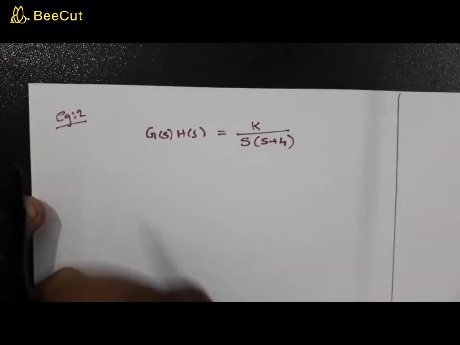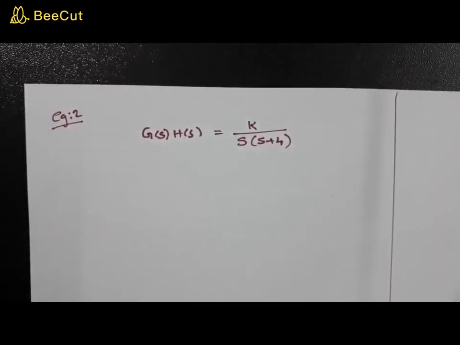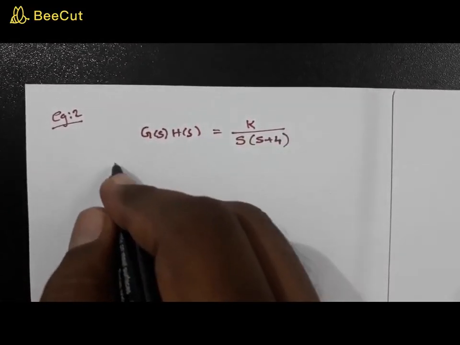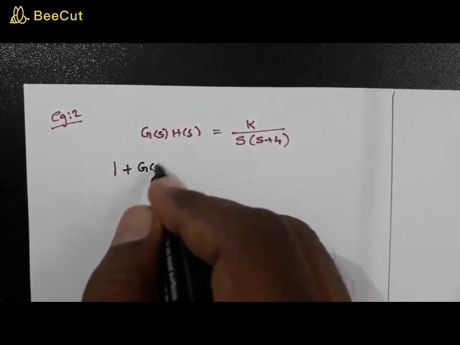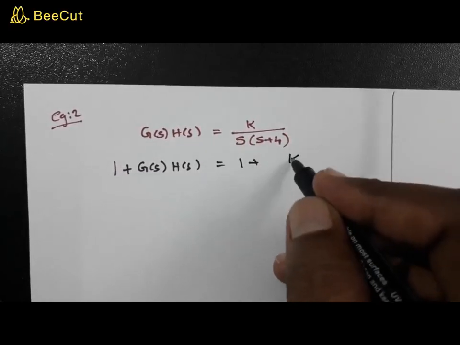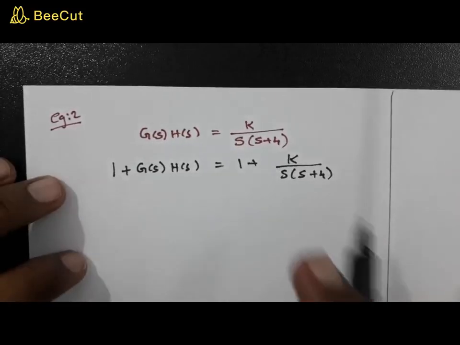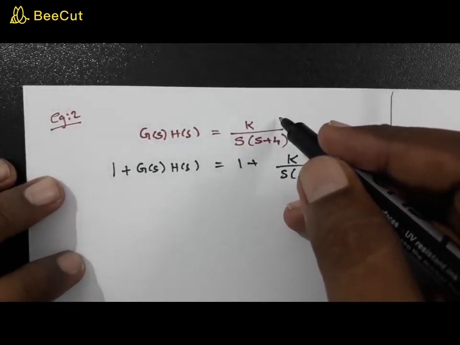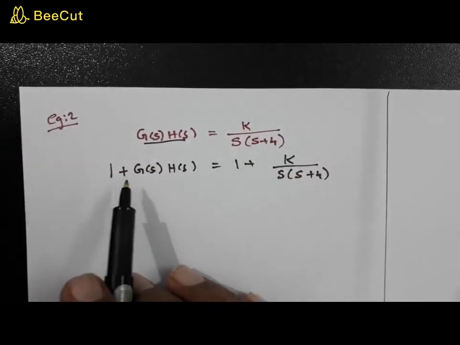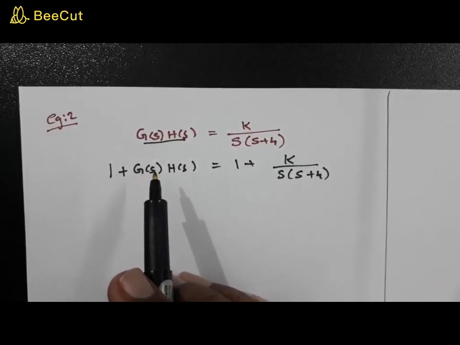Okay, now let's move on to example 2. You have an open loop transfer function given by k by s into s plus 4. As usual, you can write the characteristic equation, that is 1 plus G(s)H(s) equal to 1 plus k by s into s plus 4. I again repeat, for our study of root locus we require only the open loop transfer function. I am using this characteristic equation just to give the feel of root locus.